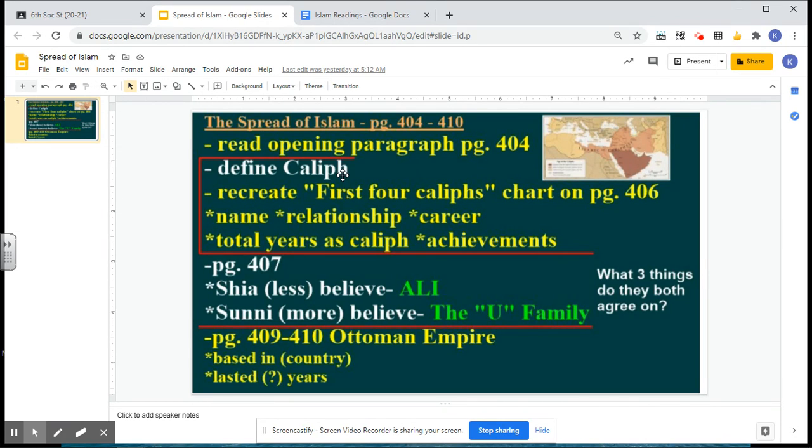It has a lot of differences, but it is very similar to a pope in the fact that the pope is the religious leader for Catholicism, and the caliph is the religious leader for Islam. Okay, so that leads us to this recreating of the chart part right here. And it says recreate the first four caliphs.